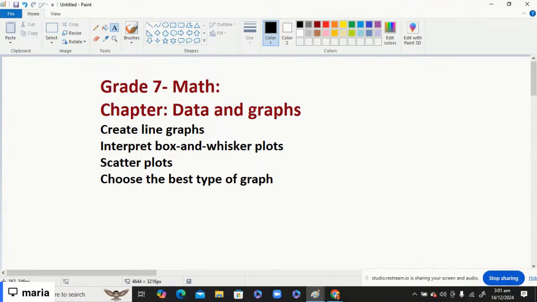So today we are here for grade 7 maths. The chapter today we discuss is data and graphs. And here is the list of the lessons: create line graphs, interpret box and whisker plots, scatter plots, choose the best type of graph.